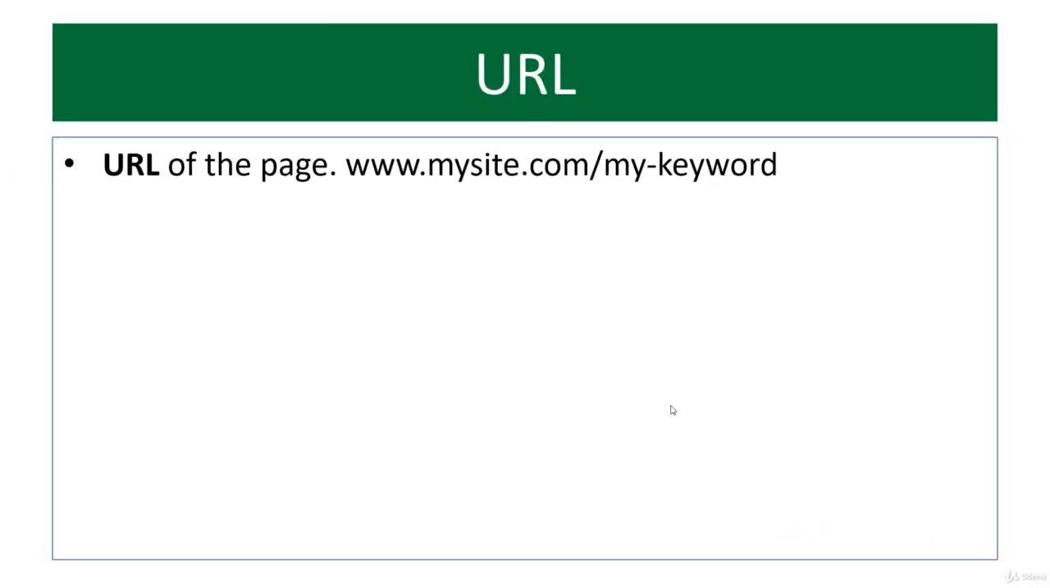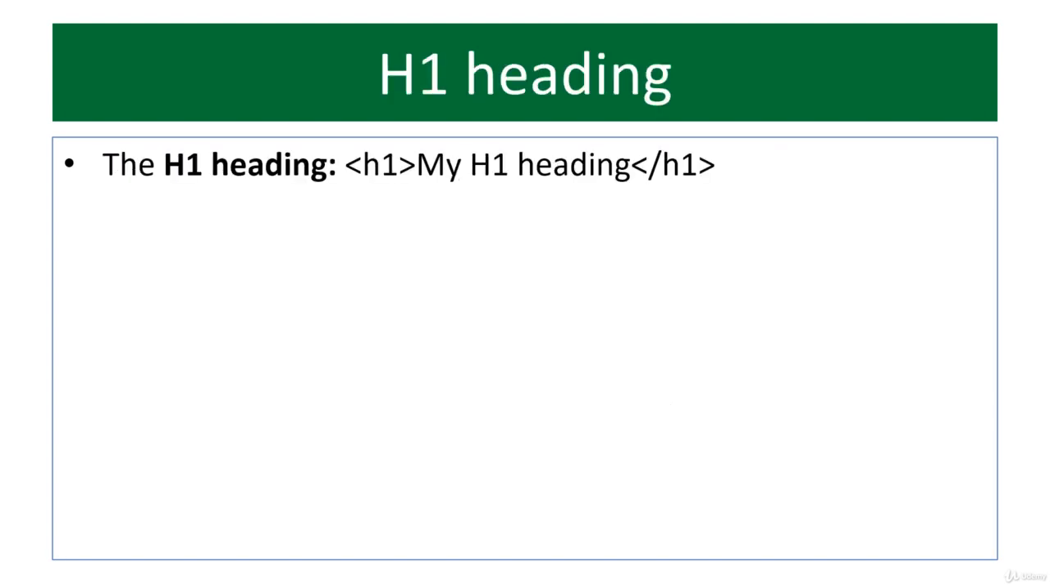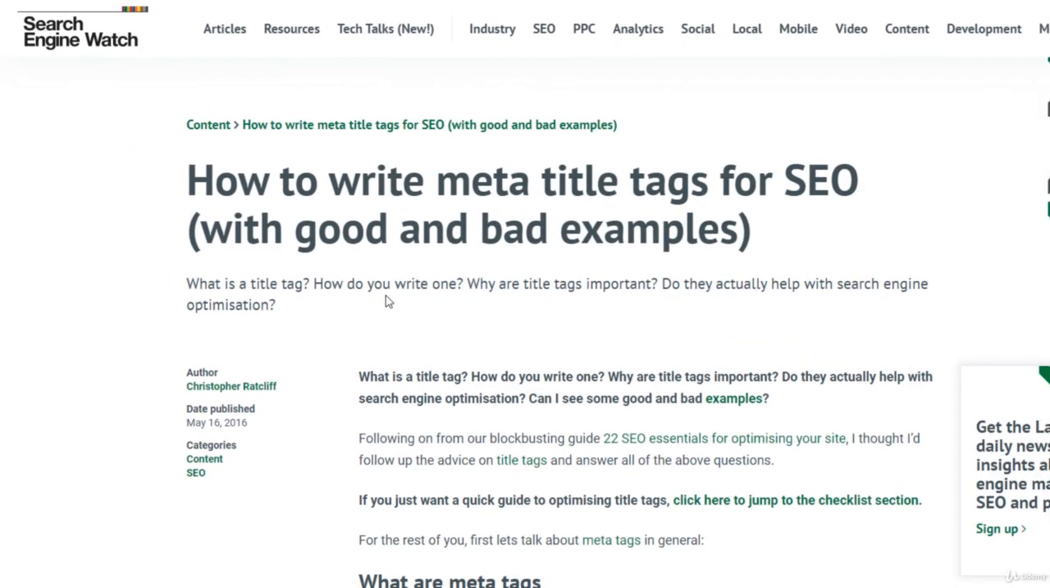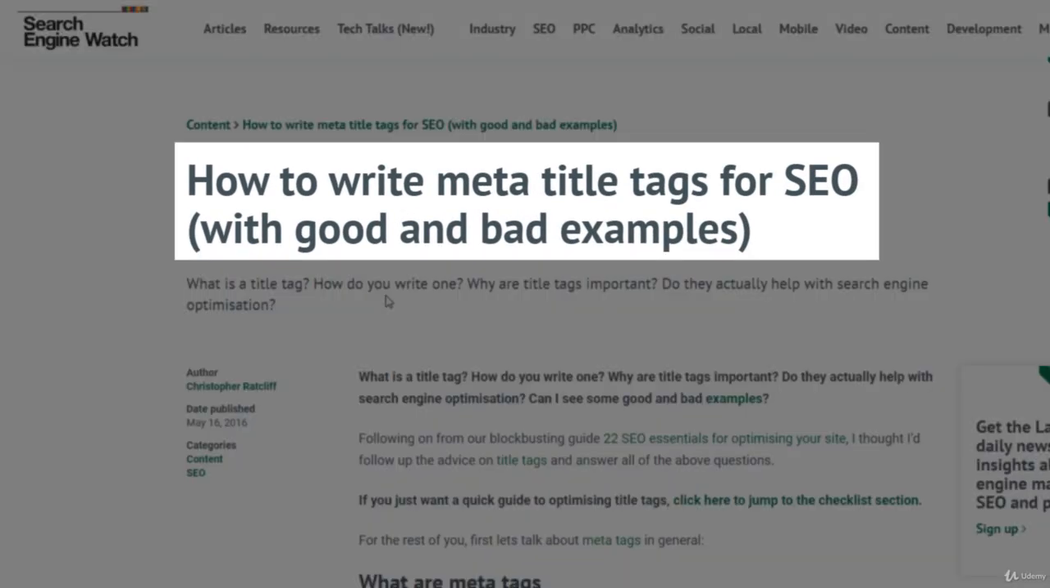Also put your keyword in the URL of the page. So that would be, for example, mysite.com/mykeyword. Next, put your keyword in the H1 heading. This heading is visible on the web page for users. It typically is the first heading on the page. So for this article, the H1 would be the first title that you see here at the top of the page, How to Write Meta Titles for SEO with Good and Bad Examples.